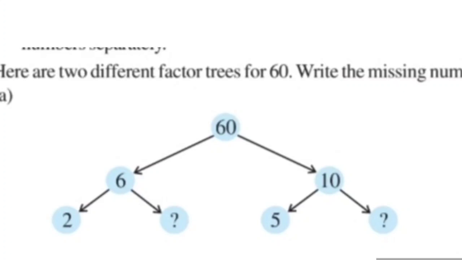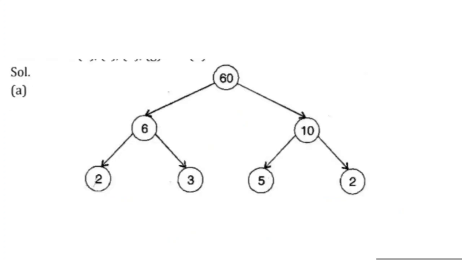Now let's see exercise 3.5. Question number 2. Here are two different factor trees for 60. Write the missing numbers. So see the number A. The number is 60, and the two factors given are 6 and 10. Then this 6, what can we write here? 2 into, what will we multiply here? 3. So the answer is 3. Next one is 10. This 10 can be broken up into 5 into 2. So the answer is 2.